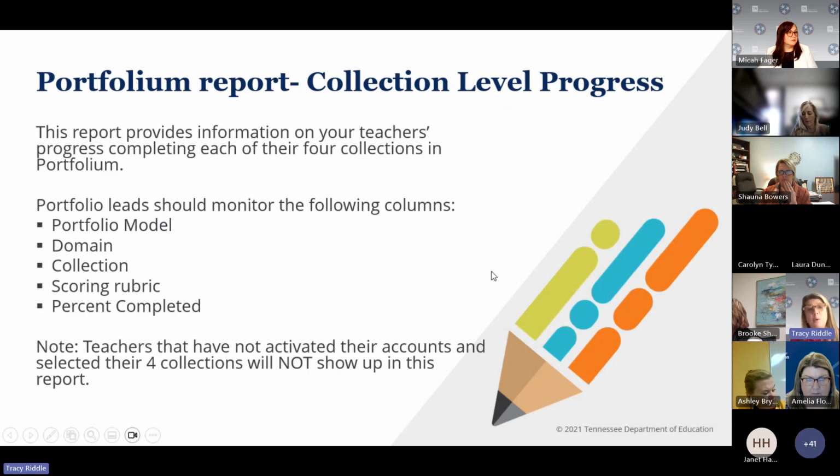Once you look at this report, the teachers you're looking at, you can see their model, their domain, you can see the 4 collections they chose, you can see the scoring rubric, and the scoring rubric is the same as the standard. That is the standard your teachers picked. So if you want to monitor what standards your teachers are assessing in the portfolio, look at that column. And then you can see what percent of the collection is complete. You want to monitor this as well over the next few months.